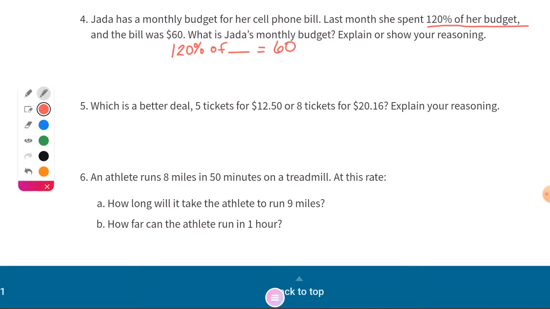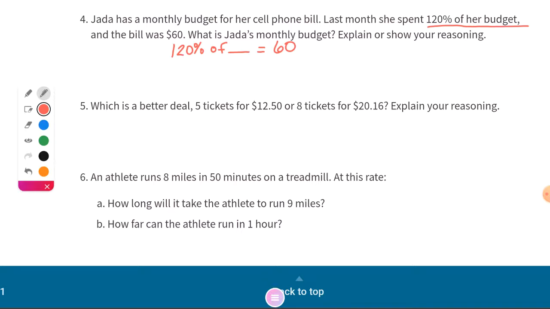Now, we're going to use our logic here. Is our whole going to be bigger than 60 or smaller than 60? Smaller. Why? Hallie? Because she went over 100%. Yeah, because it's over 100%. I know 100% of 60 is 60. Okay, so my whole is going to be smaller. How can I solve this?